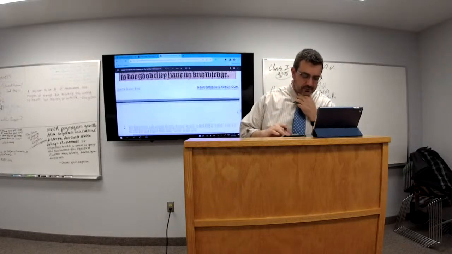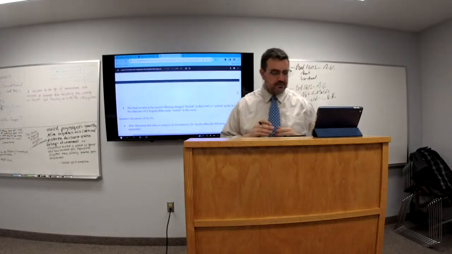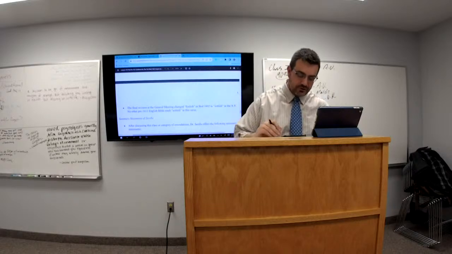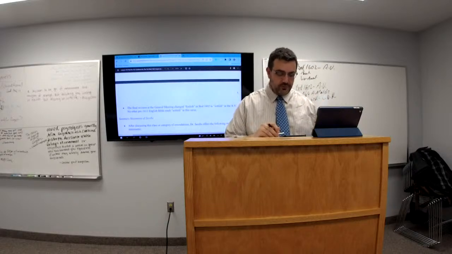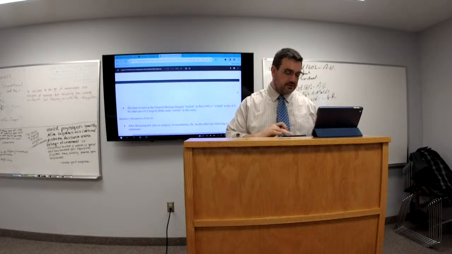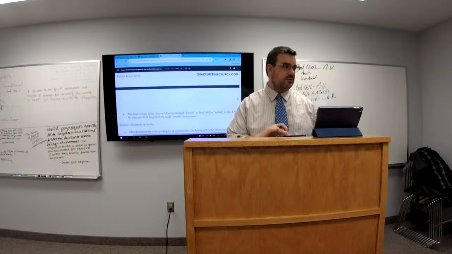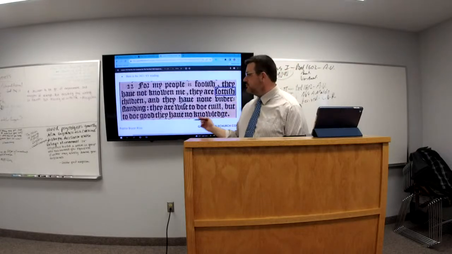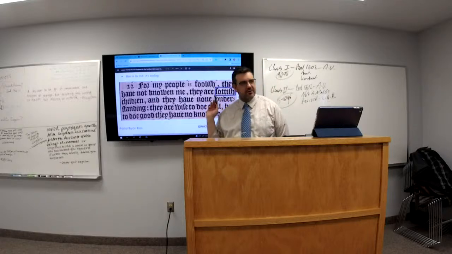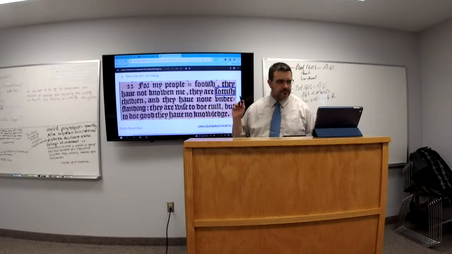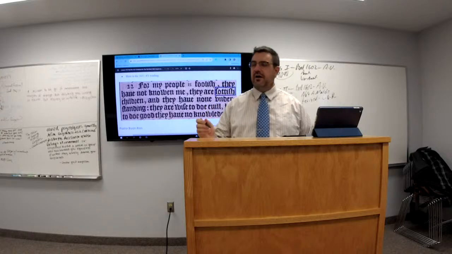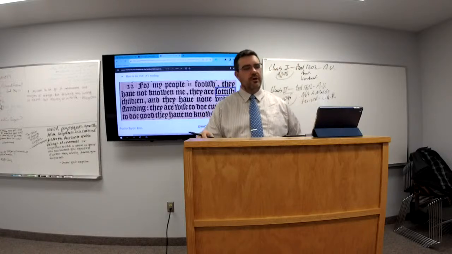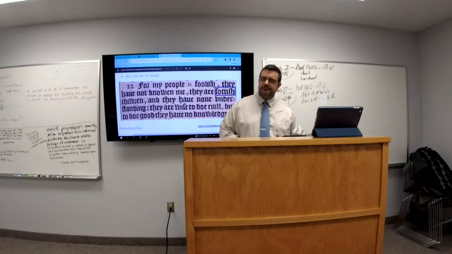So let's go to the next point. The final revisers at the general meeting changed "foolish" in Bod 1602 to "sottish" in the AV. No other pre-1611 English Bible reads "sottish" in this verse. So again, where was the change made from foolish to sottish? It was made at the committee of final review.